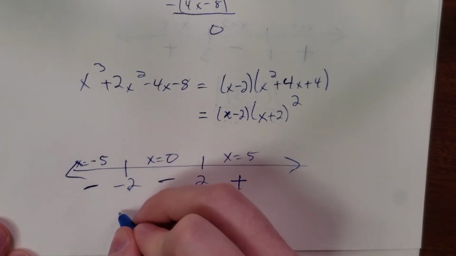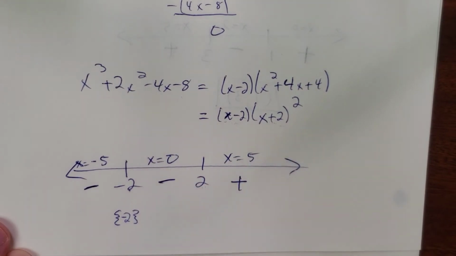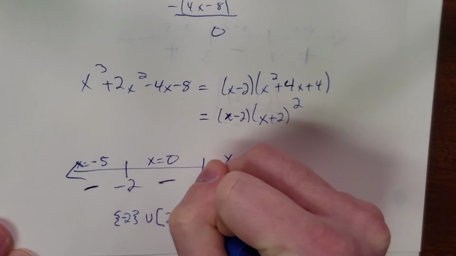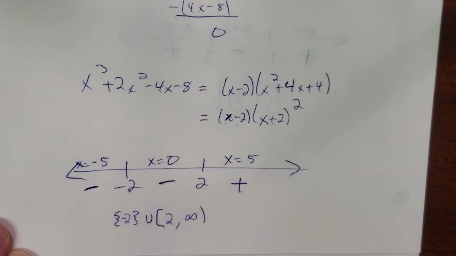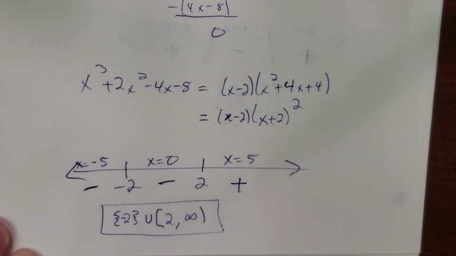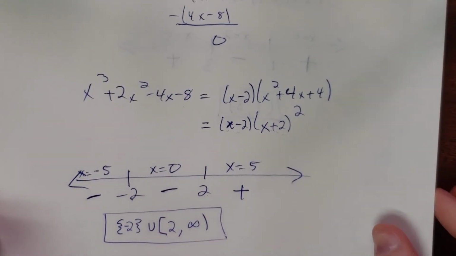So our solution is the value negative 2 union the interval from 2 to infinity, including 2. So this is our solution. And we are done. And so that's how you do all of these polynomial inequalities. We're going to do 2 examples on rational inequalities, and they're going to be very similar.